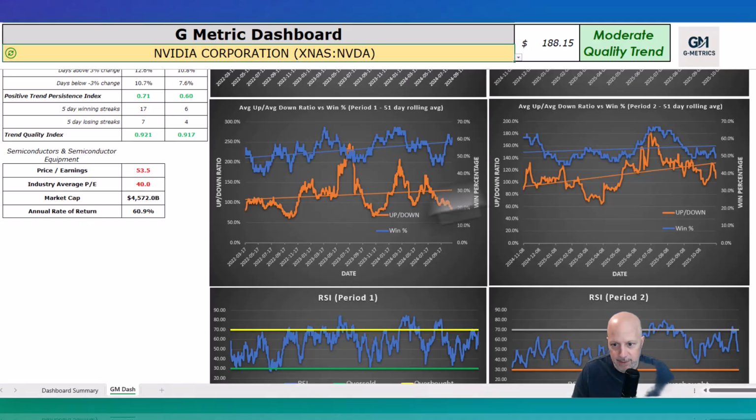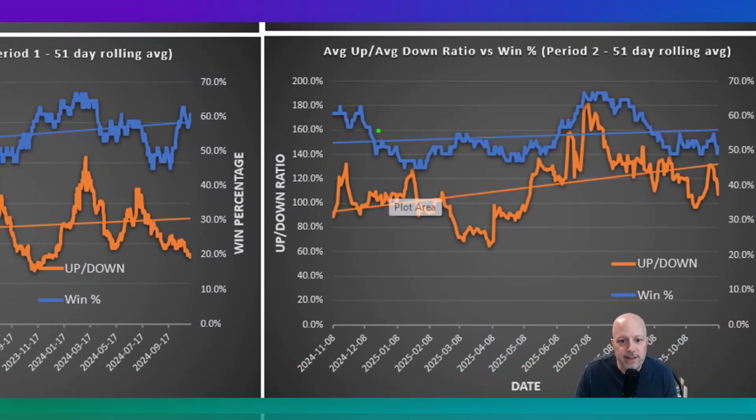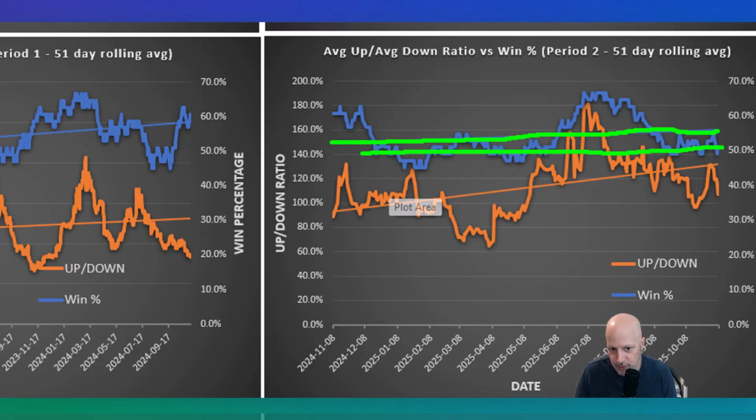If we escape out of here and then we zoom in on this side, we can see that over period 2, there's a slight upward slope to the win percentage over time, and we always want that to be above this 50% threshold. Here you see sometimes over those 51-day rolling averages, it gets below. It spends a lot of time above, though. That is something we like to see.